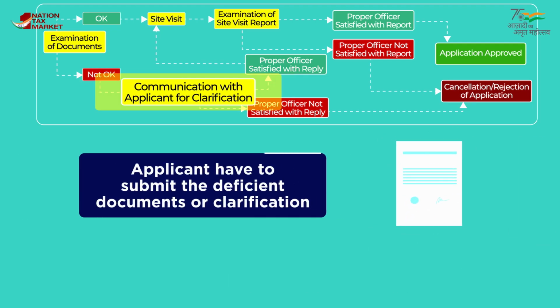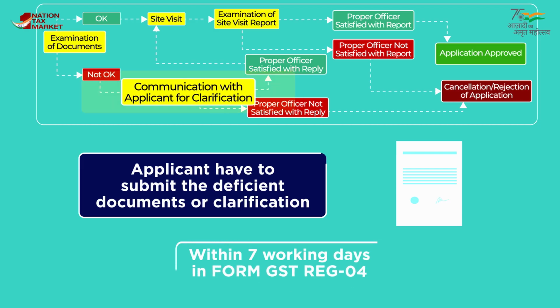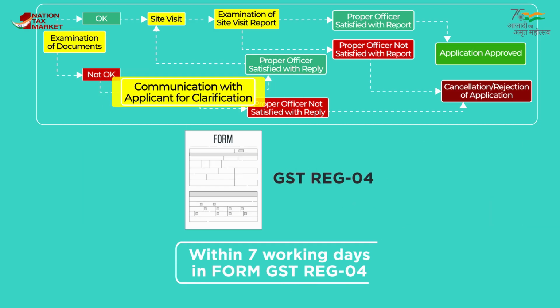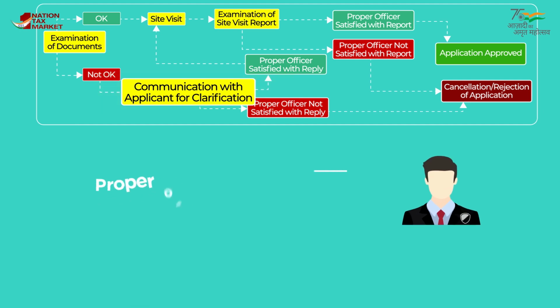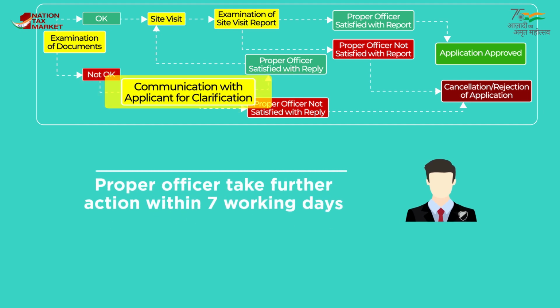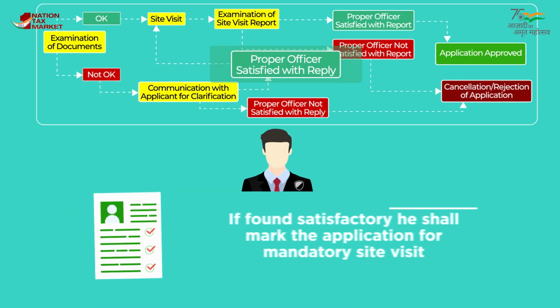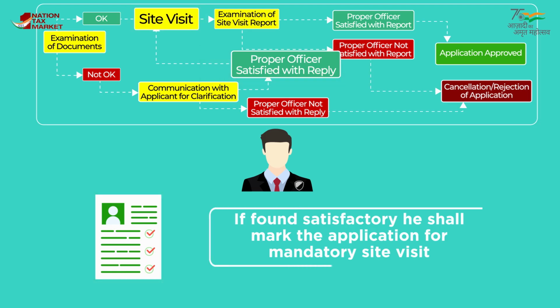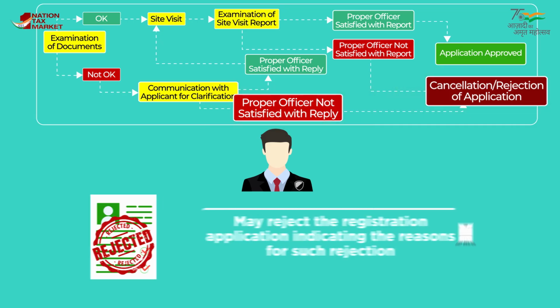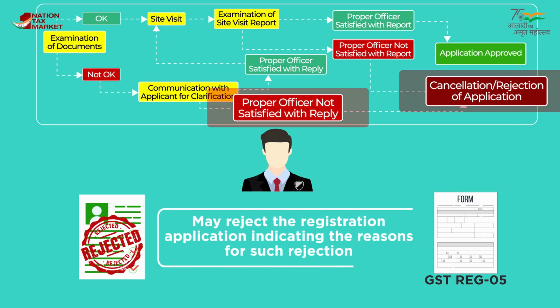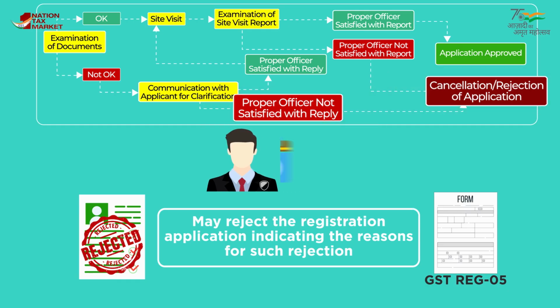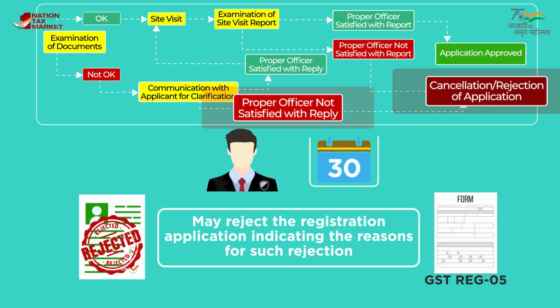Thereafter, the applicant will have to submit the deficient documents or clarification within 7 working days of issue of notice in Form GST Reg 04. Proper officer would take further action on that reply within 7 working days from the date of the receipt of such clarification or information or documents. If found satisfactory, he shall mark the application for mandatory site visit, or else may reject the registration application via GST Reg 05, indicating the reasons for such rejection within 30 days from the date of submission of application.